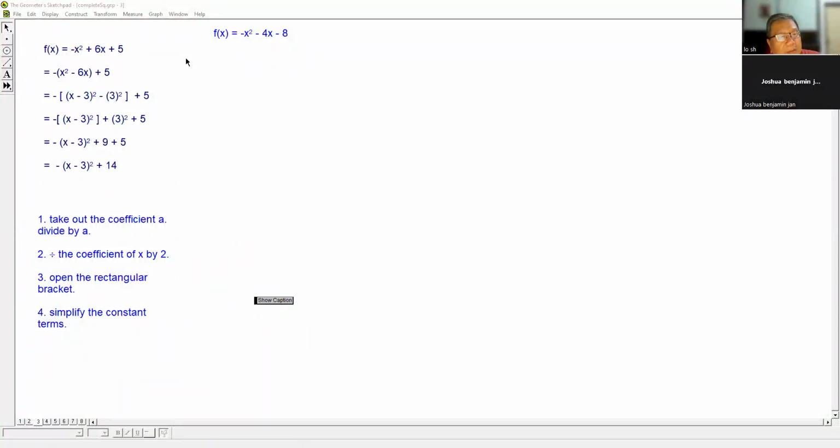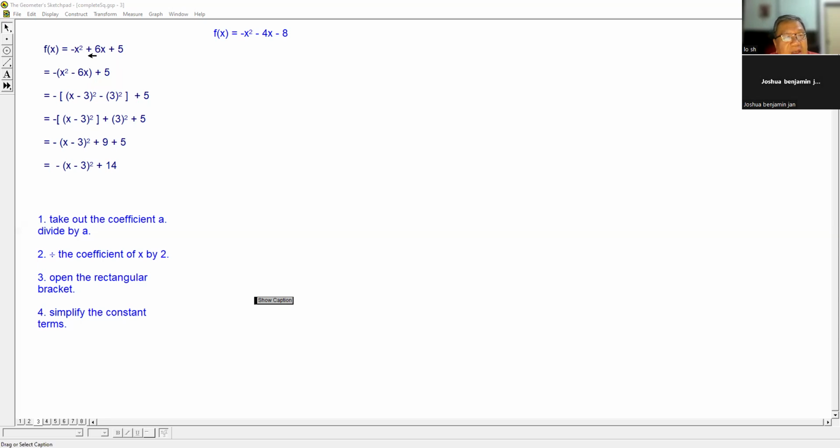The next type that we are going to complete the square is when the coefficient of x squared is -1. If it is -1, we still do it the same way as the previous one, right? So if the coefficient is -1, I will take out the -1. But actually, you will see I take out the negative sign only because the 1 you cannot see, right? So you take out the negative sign, the negative x squared becomes positive x squared.